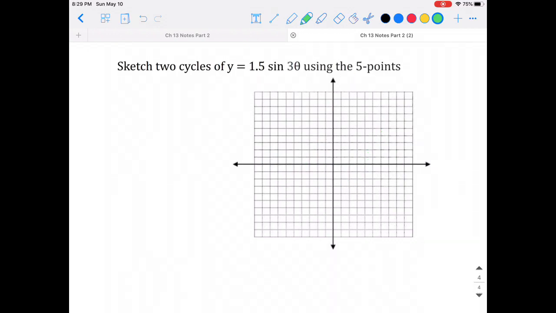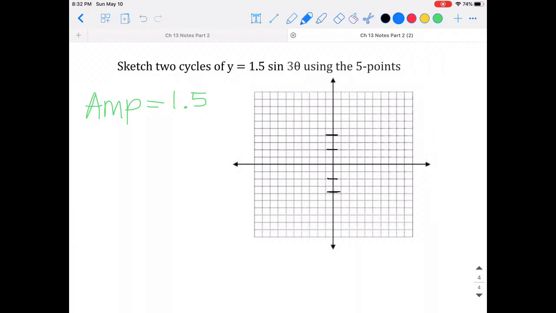And last example for sketching our graph using the 5 key points. Sketch 2 cycles of y equals 1.5 sine 3 theta using the 5 points. So we can start by figuring out the amplitude of this graph is 1.5. So our maximum value on this graph is going to be at 1.5. Minimum value on this graph is going to be at negative 1.5.